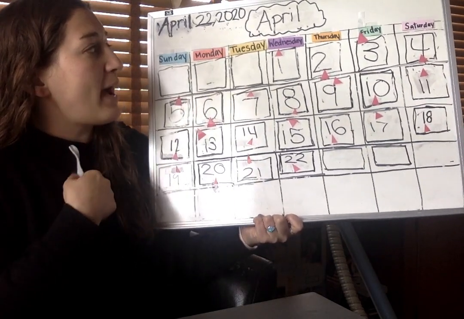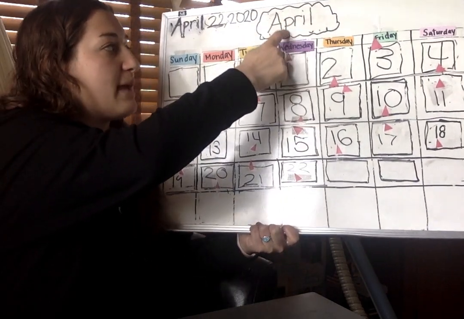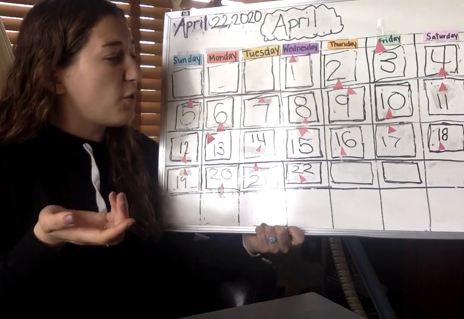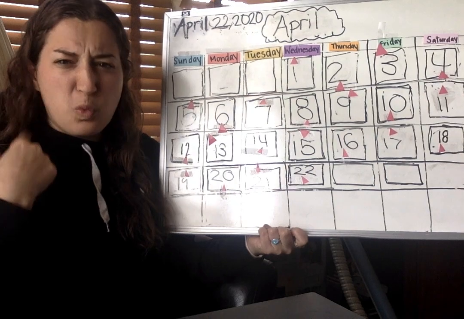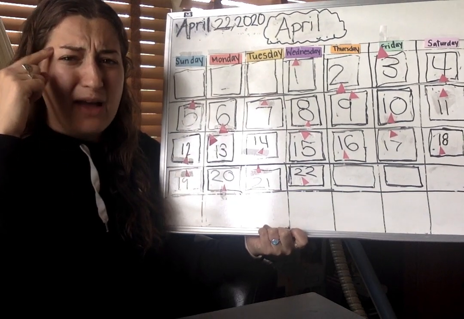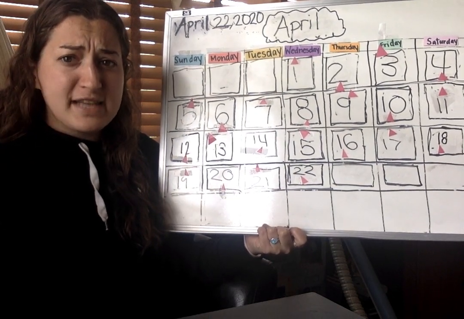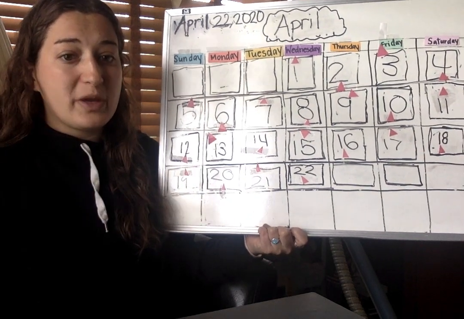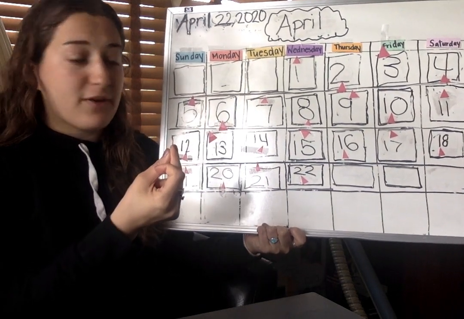So I know that it is the month of April. It's the month of April. So let's sing our days of the week song. But before, friends, yesterday was Wednesday. While we're singing this song, I want you to think, what day comes after Wednesday? Think, so we can get ready to sing. Ready? Get your snapping fingers ready.